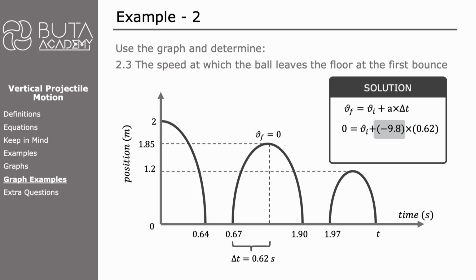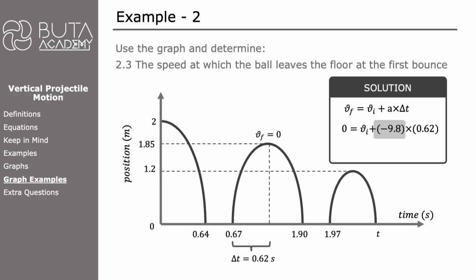On the graph, the initial position of the ball is positive 2 meters. The ball is initially above the floor. According to this information, we can deduce from the graph that upwards is chosen as the positive direction. This is the reason why gravitational acceleration has a negative value. As we know, it's always acting downwards towards the planet.